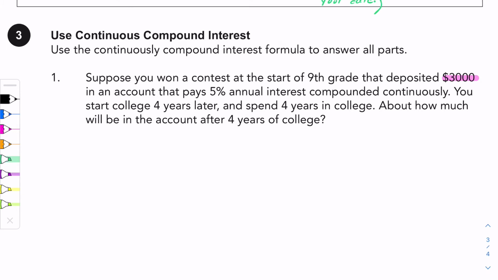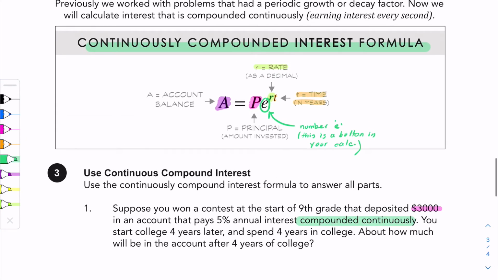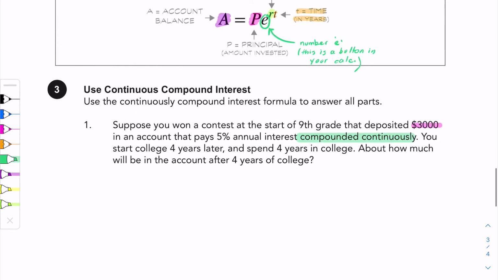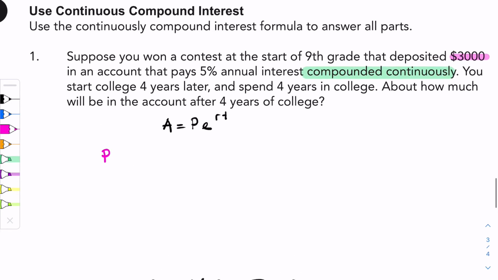So you have to be careful because these word problems are all going to be mixed up, so you need to pay attention to the language. The word problems are going to tell you what type of formula to use. Right here it says compounded continuously. That tells you that you are using the compounded continuously formula. So that tells me that I'm using the equation A is equal to the principal amount multiplied by E raised to the power of rate times time. My principal amount is the starting amount, which in this case is 3,000.